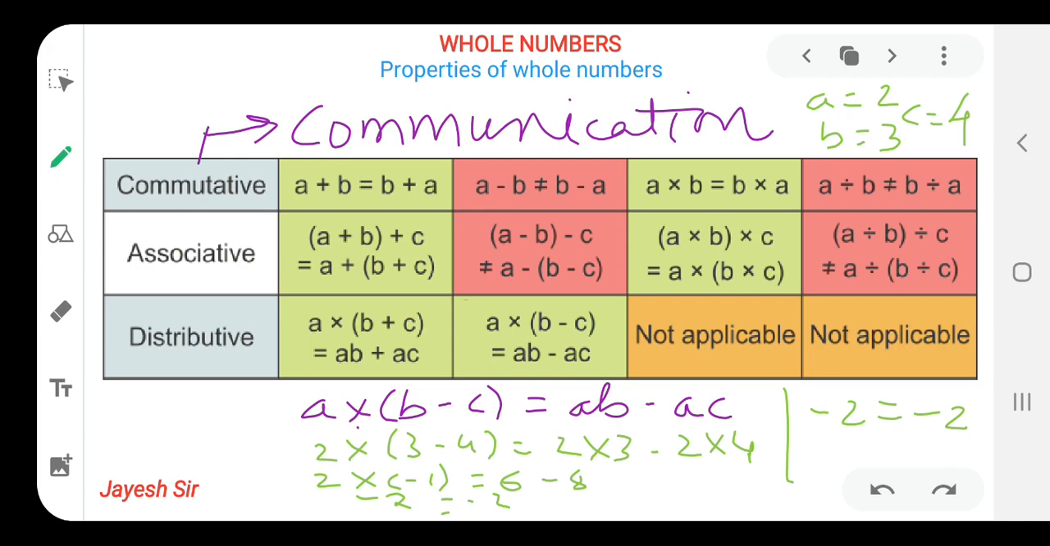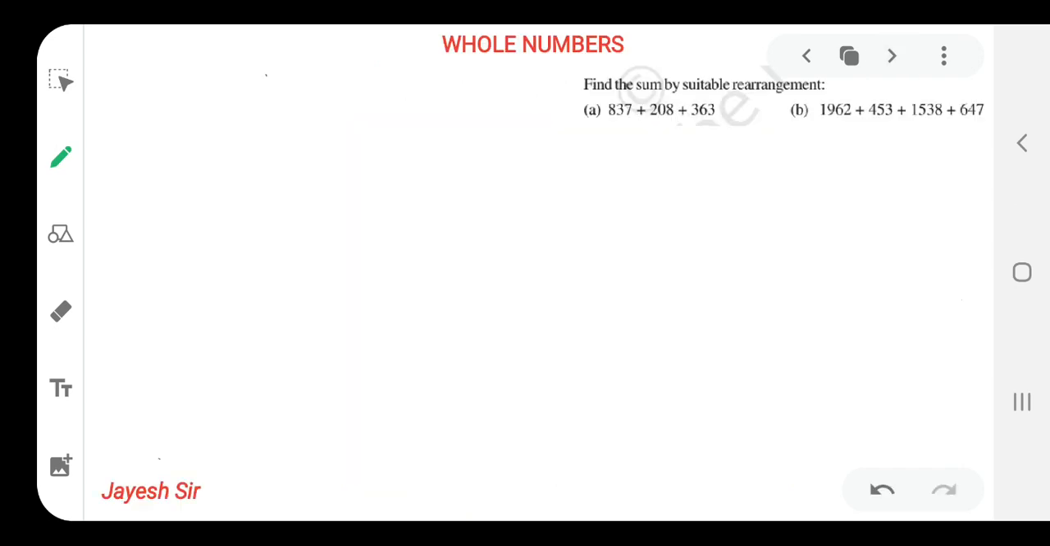So with the help of these properties, let's see how these properties help us to solve the sum. Let's begin with our question number 1, that is 837 plus 208 plus 363. We have to add suitable numbers such that our calculation becomes easier. First thing, I am writing the sum over here: 837 plus 208 plus 363. This is our sum, friends.